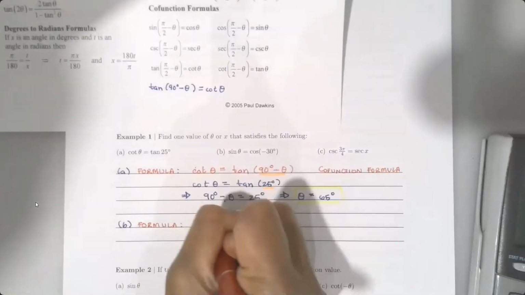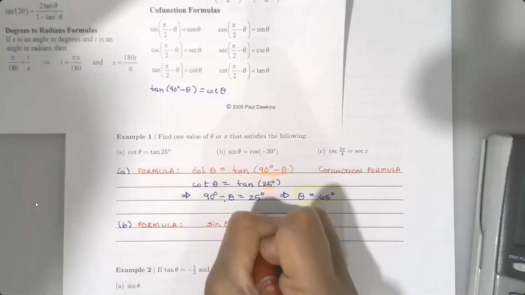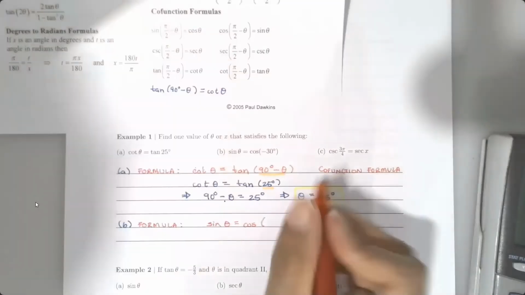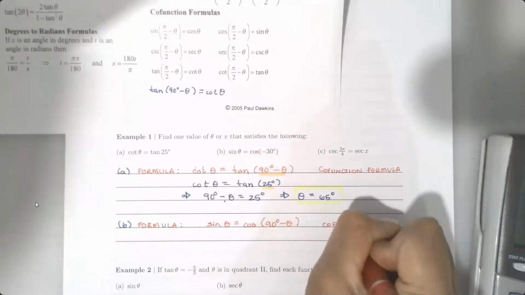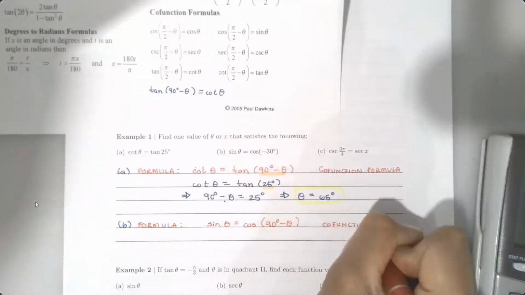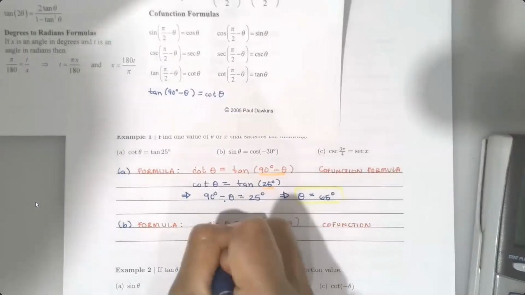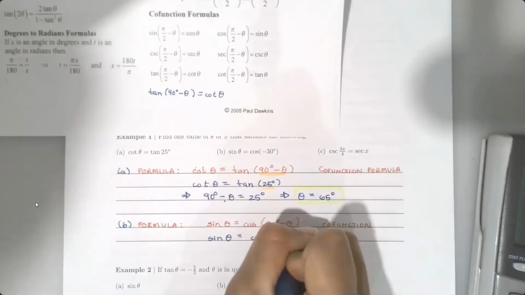And that is, I'll write sine theta first on the left-hand side because that's what we have. Sine of theta is equal to cosine of the formula has 90 degrees minus theta. And this is again a cofunction formula. Okay. So comparing it against what we're given, we have sine of theta is equal to cosine of negative 30 degrees.